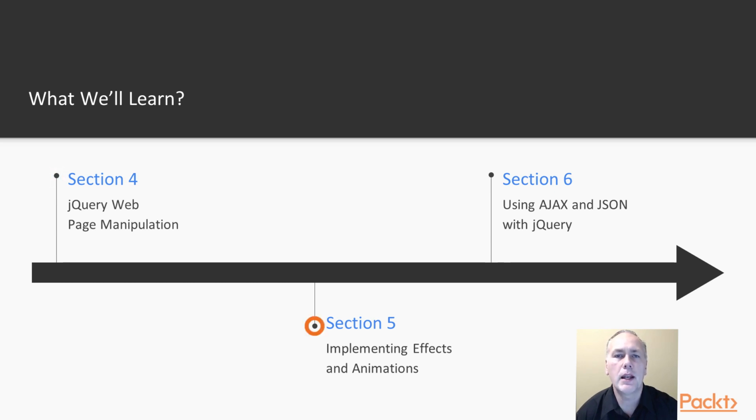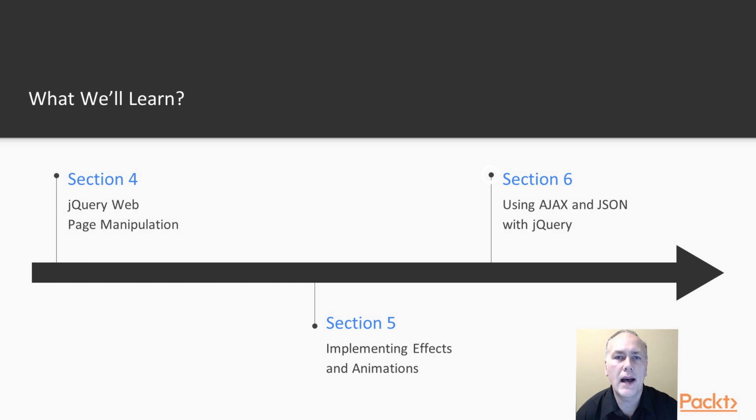Section five is going to be another really fun section because we are going to be looking at effects and animations. It includes different types of effects that are built into jQuery, such as fade effects, slide effects, and also customized animations and how you too can create those customized animations within jQuery.